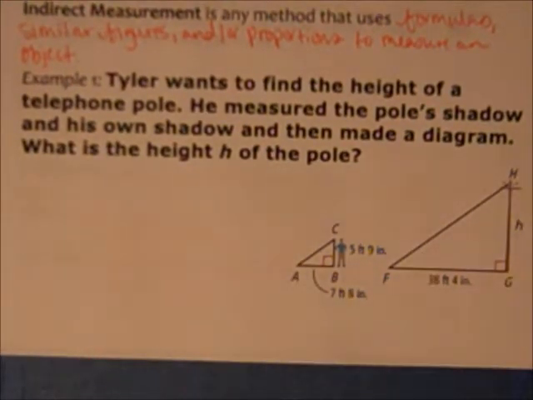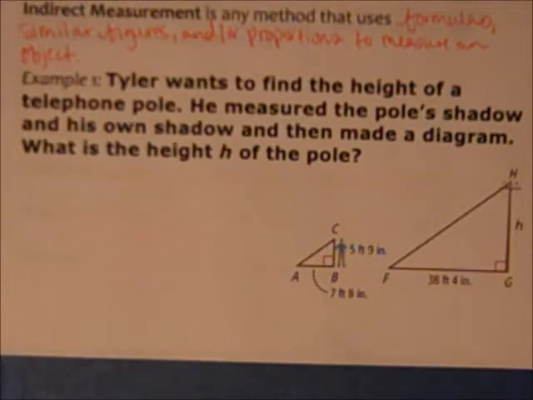So here we go. Tyler wants to find the height of a telephone pole. He measured the pole's shadow and his own shadow, and then he made the diagram. What is the height of the pole? So we talked about on Monday, or in 7.1, that it didn't matter if one figure was in centimeters and one was in feet. That didn't change my proportion.